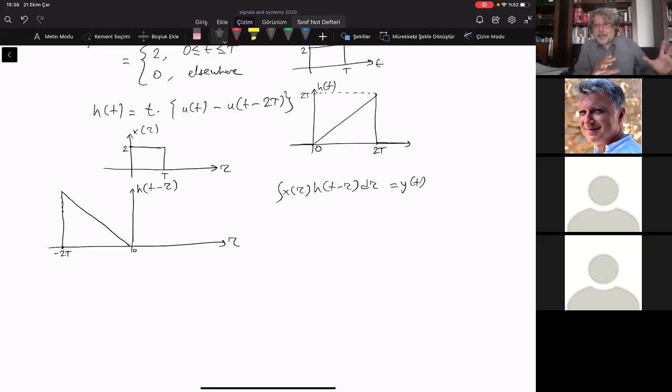Now let's make t is equal to 0 right here. Let's keep it here. The overlap is very marginal. It's nothing, in fact. So this multiplication is still 0. So y of t at t is equal to 0 is 0. I can write it like this. Y of 0 is equal to 0. That's something that I find. And everything before 0 is also 0.